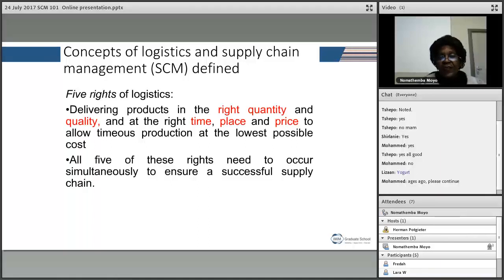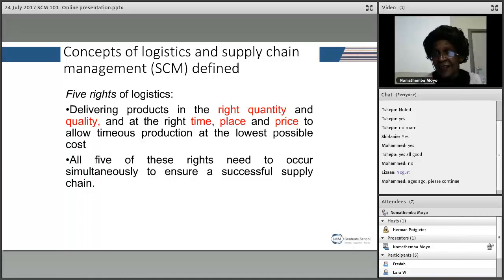Now, on the concepts of logistics supply, there are 5 rights of logistics. The 5 rights of logistics are delivering products in the right quantity and quality, at the right time and price, at the right place, to allow timeous production at the lowest possible cost. We are trying by all means throughout the supply chain to lower the costs. All 5 of these need to occur simultaneously to ensure a successful supply chain.